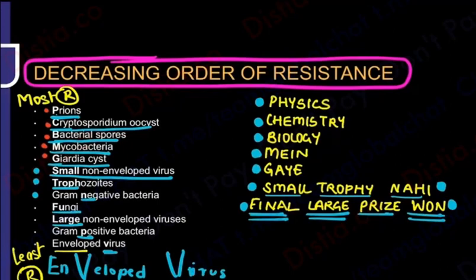I know this is still a tough list, I agree. थोड़ा सा 3 times repeat, you will be done. Once I will repeat with you: physics chemistry bio में गए, तो small trophy तो नहीं मिली, small trophy नहीं, never mind, final large prize NEET PG will be one. Prions, Cryptosporidium, bacterial spores, Mycobacterium TB, Giardia; small non-enveloped; trophy for trophozoites; नहीं for negative; final for fungus; large for large non-enveloped; prize for gram positive; and one for enveloped virus.